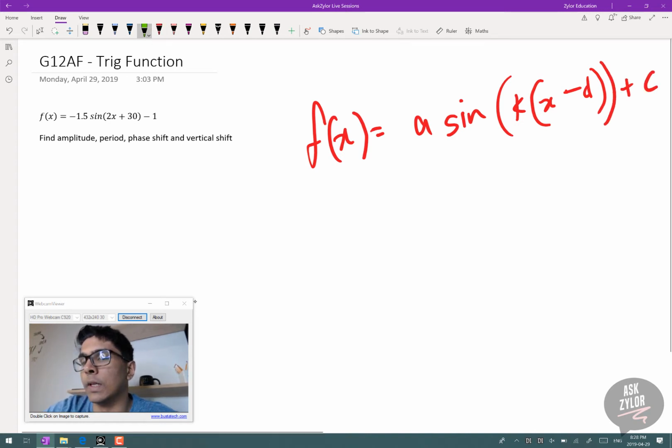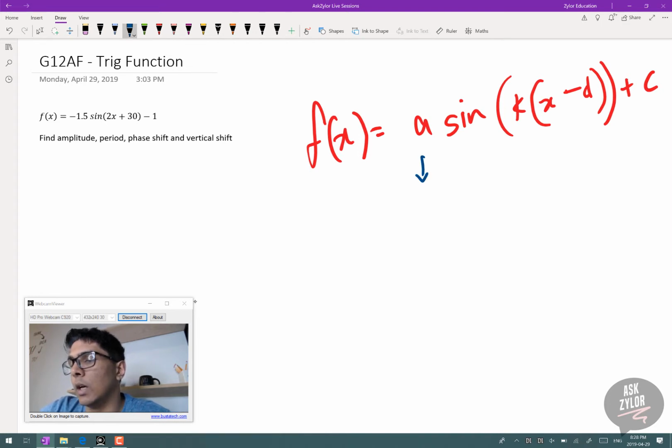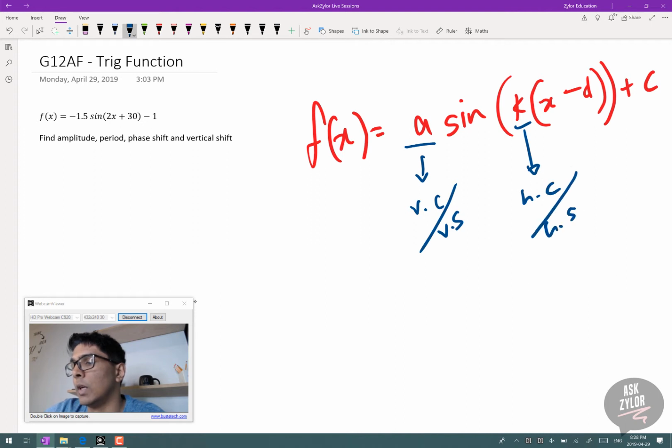So let's go ahead and see what each of these does. a is going to be a vertical compression or vertical stretch. In other words, it's going to change the amplitude. k is going to change the period, so it's going to be a horizontal stretch or horizontal compression. So k will determine what the period is going to be. d will be a phase shift, so if it's either going left or right. And c will tell you what the axis of symmetry is.